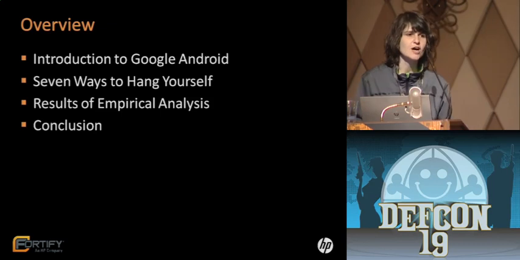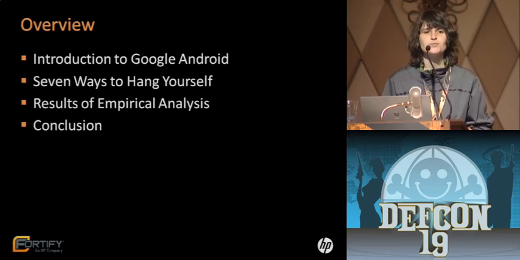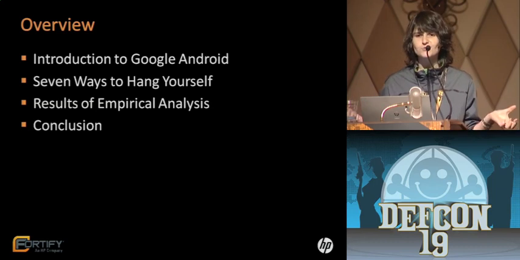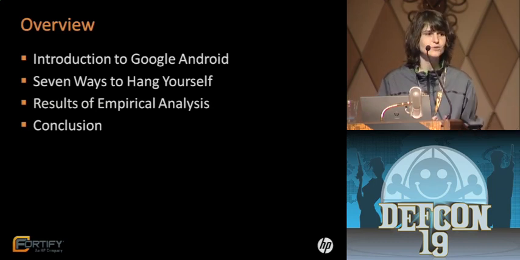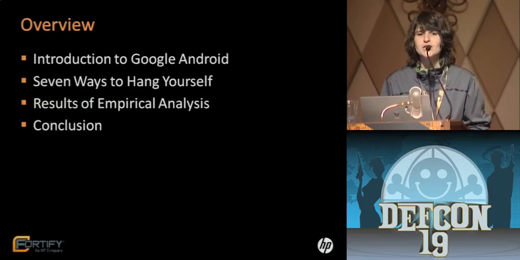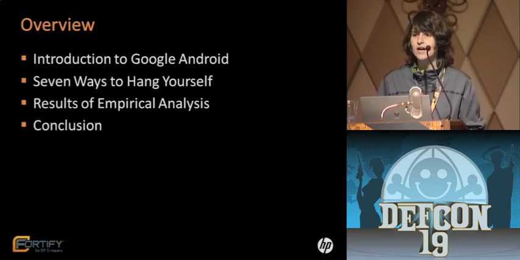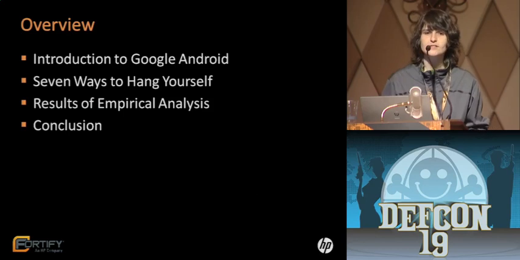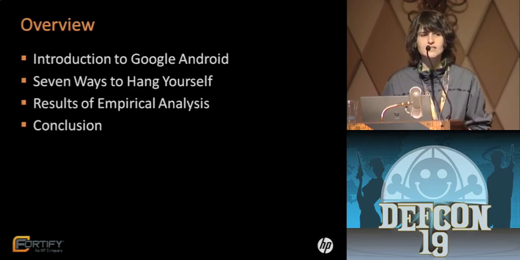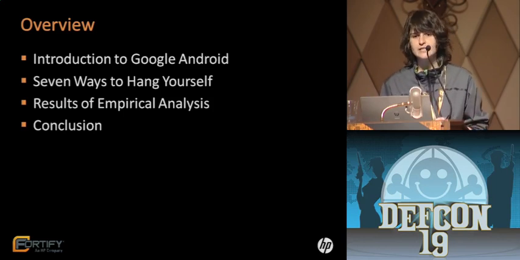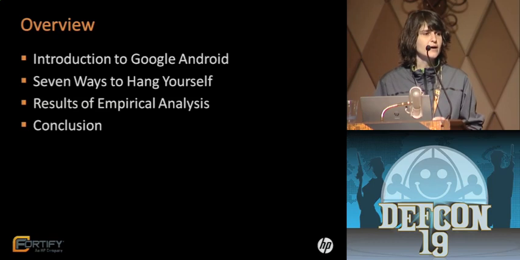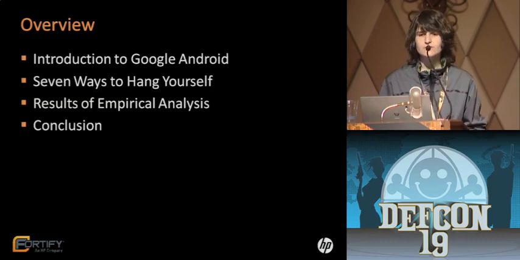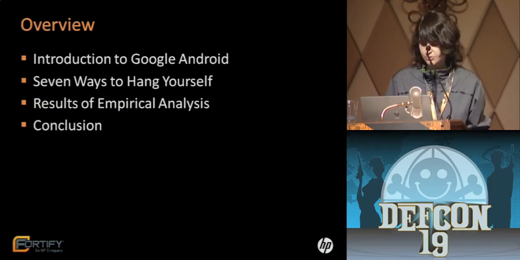We divided the talk into 4 sections. First, we're going to briefly introduce Android platform. We're not sure how many of you are familiar with it and to what extent, so we're going to just give you a brief intro, enough so you'll be able to follow the rest of the talk. Then we're going to talk about the 7 security vulnerabilities that we think are going to be very common in real-world Android applications. Then we'll talk about results of empirical analysis, and we'll conclude with some observations and lessons learned.